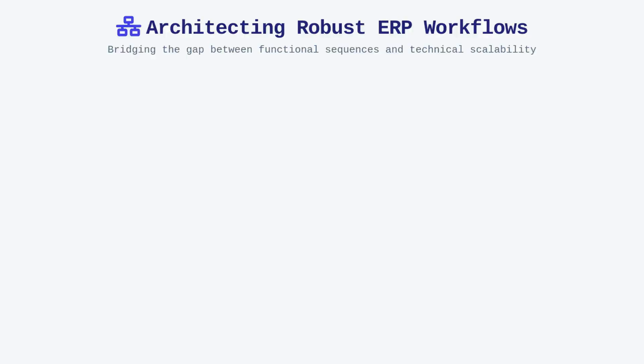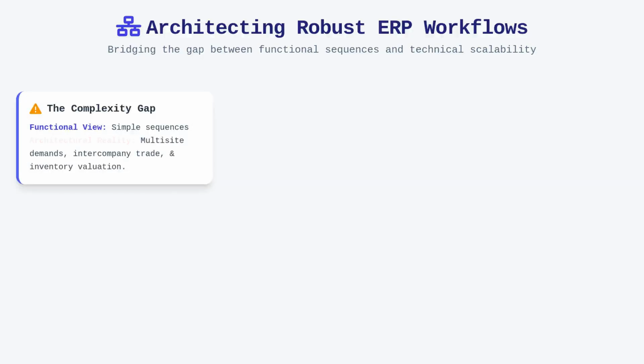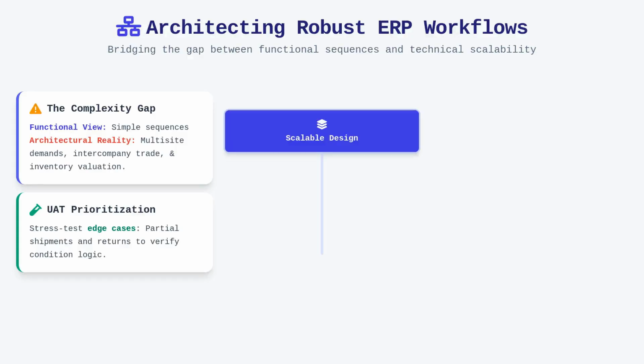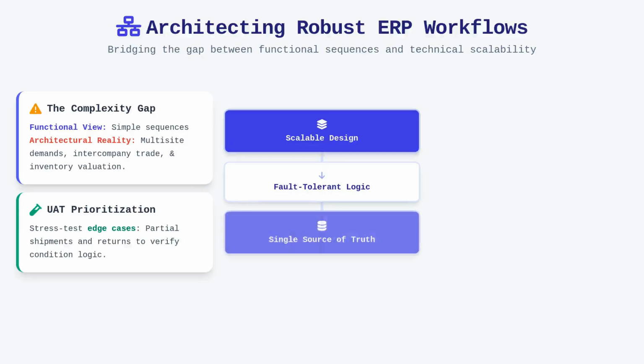Functional consultants often view these workflows as simple sequences of events, but they are architecturally demanding when deployed across multi-site environments. When we introduce elements like intercompany trade, the complexity of the order-to-cash cycle increases substantially, requiring a deep understanding of inventory valuation methods and the specific data entities involved in migration. During user acceptance testing, you should prioritize edge cases, such as partial shipments or returns, to verify that your workflow condition logic handles unexpected interruptions gracefully. The goal is to design a system that is not only functional, but also scalable and fault-tolerant.